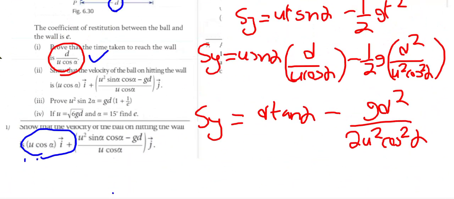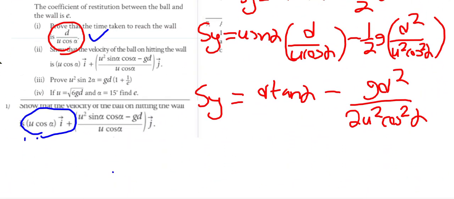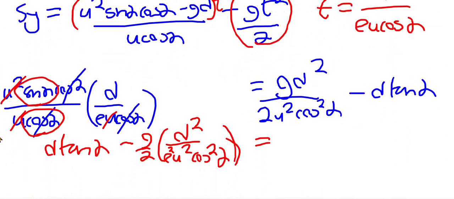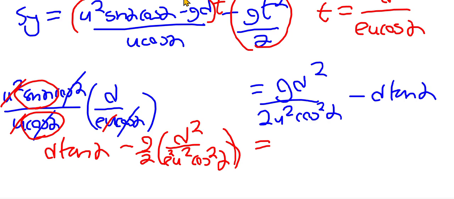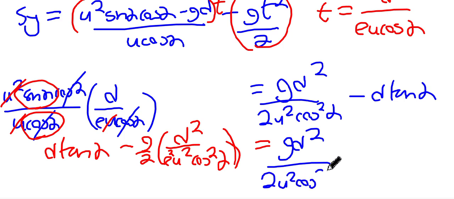This is all for part 3, yeah? Yeah, this is all for part 3. I got the sine alpha and cos alpha. Now that I'm happy with that, I'm going to keep going. gd squared over 2u cos squared alpha minus d tan alpha.